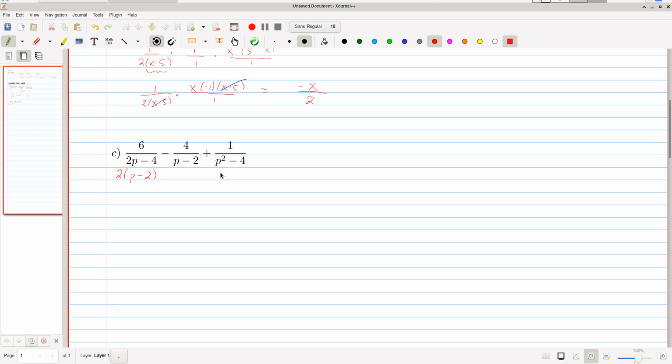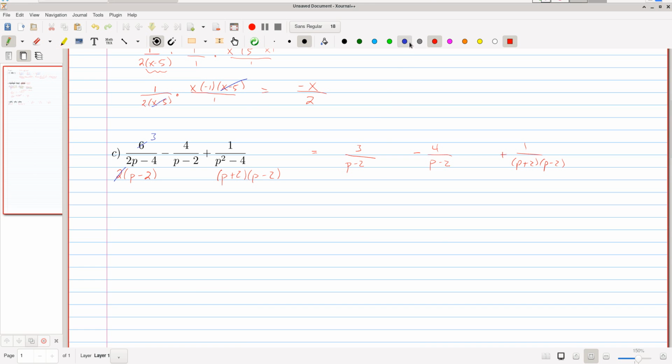This last one, p squared minus 4, there's no common factor. In fact, this looks like a difference of squares, so we can factor as p minus 2 times p plus 2. Before we get a common denominator, we can reduce a little bit, because I see that we've got a 6 in the numerator here, so we can reduce these. 2 goes into 6 3 times. So let's rewrite what we've got so far. 3 over p minus 2, minus 4 over p minus 2, plus 1 over (p plus 2)(p minus 2).